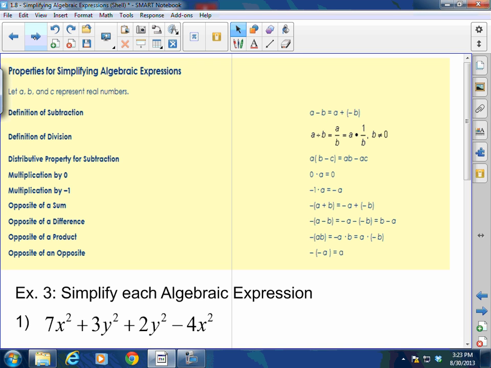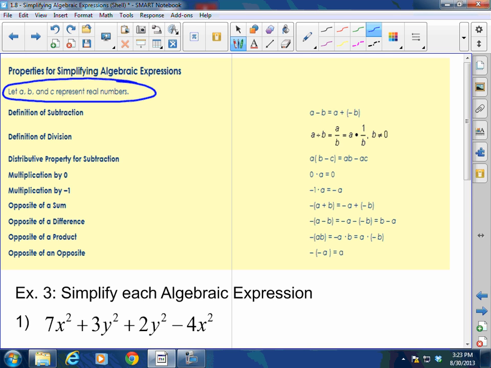Now, let's look at some more properties here, guys. Properties for simplifying algebraic expressions. Okay, some of these are really easy, very understandable. Some of them I'm going to have to explain a little bit, so let's just go through it. First of all, please realize that we're working with real numbers. Let A, B, and C represent real numbers.